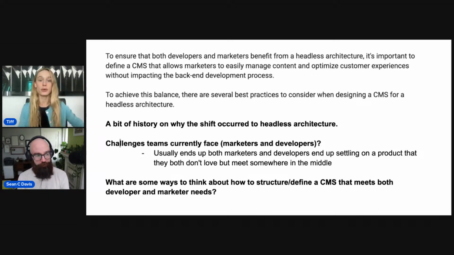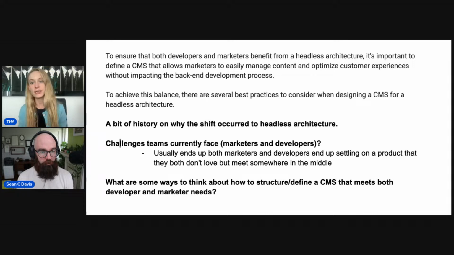So it's to ensure that both developers and marketers benefit from a headless architecture. It's important to define a CMS that allows marketers to easily manage content and optimize customer experiences without impacting the backend development process. So, to achieve this balance, there are several best practices to consider when designing a CMS for headless architecture.